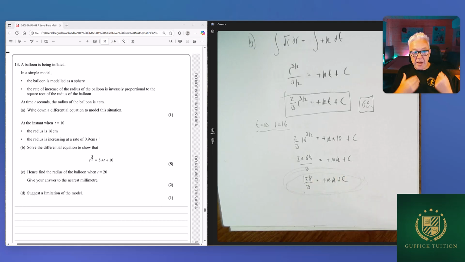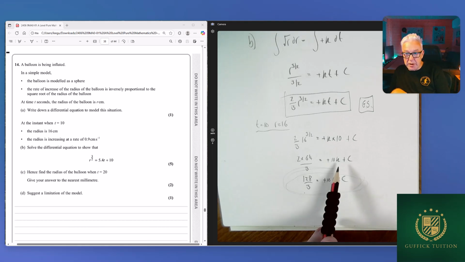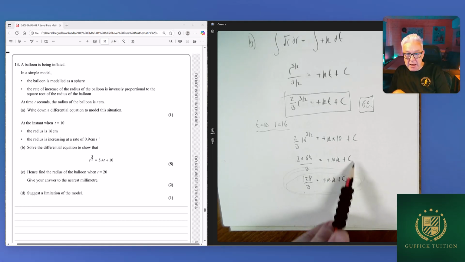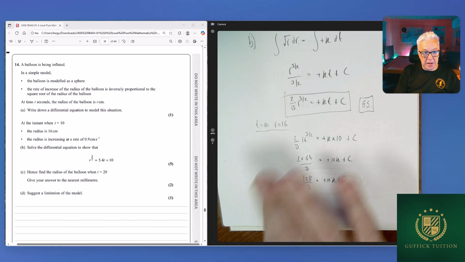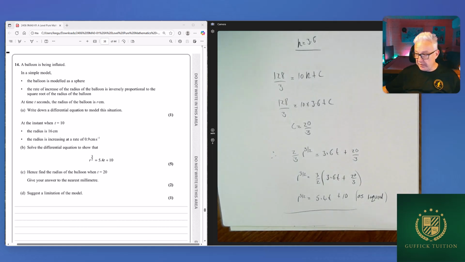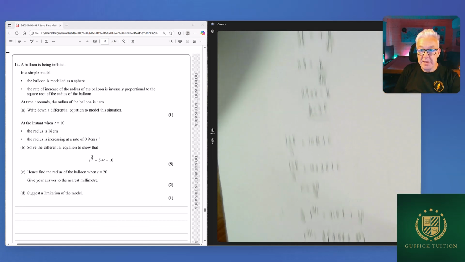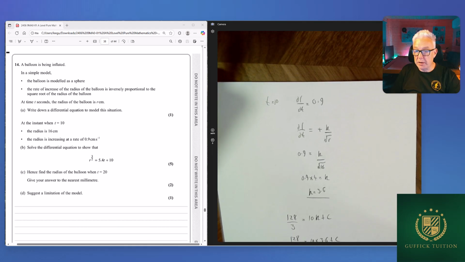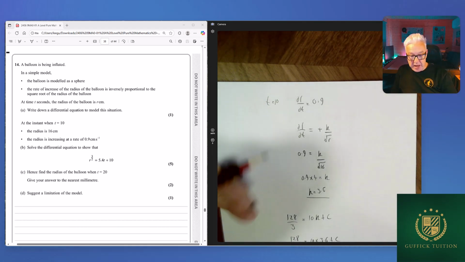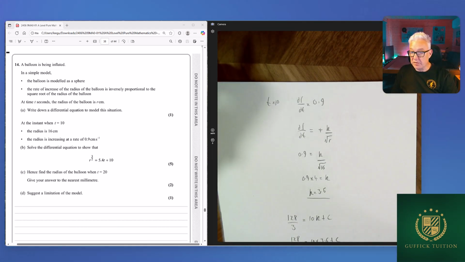So now when they give us 2 pieces of information, that's going to help us find out what both of the unknowns are. If you have 2 unknowns like k and c, you're typically going to be given 2 pieces of information, 2 boundary conditions. The second boundary condition we've been given is that when t is 10, dr by dt is equal to 0.9. So we can sub that in to find an expression for k.